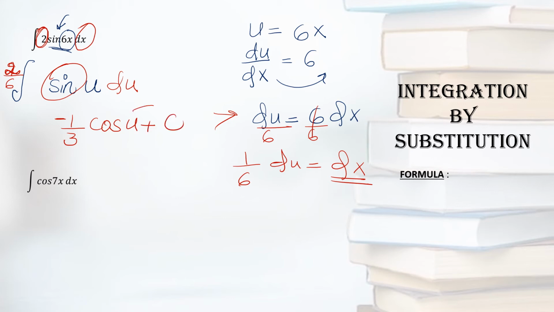Now convert the u into 6x. So you can write negative 1 over 3 cosine 6x plus c. That's all. Now one more question in which they are saying cosine 7x. So quickly let's do that question.